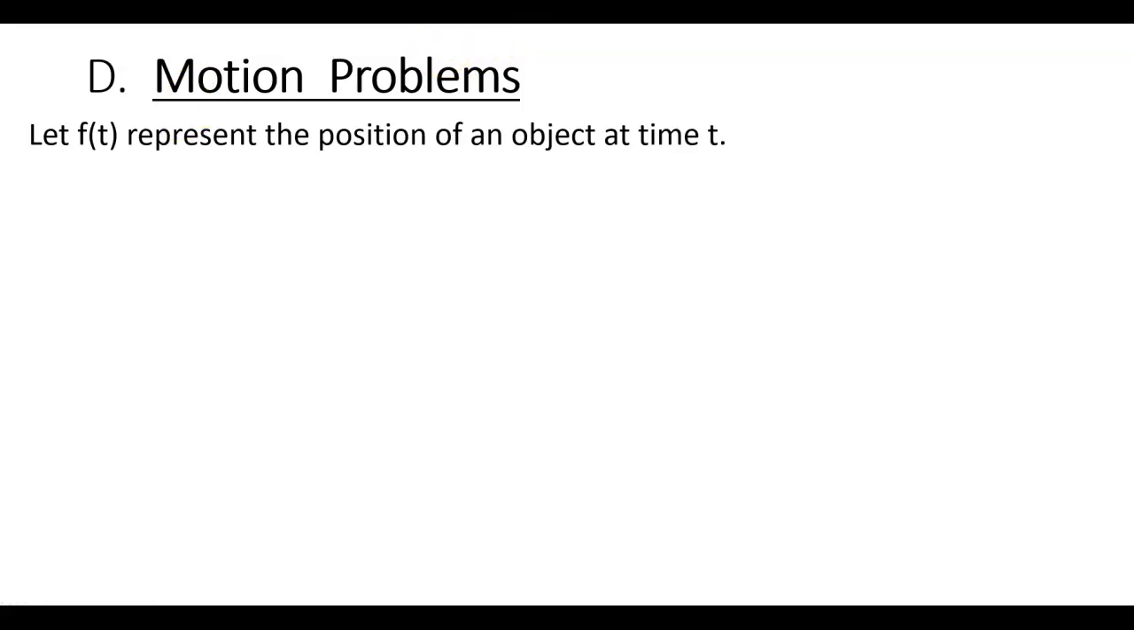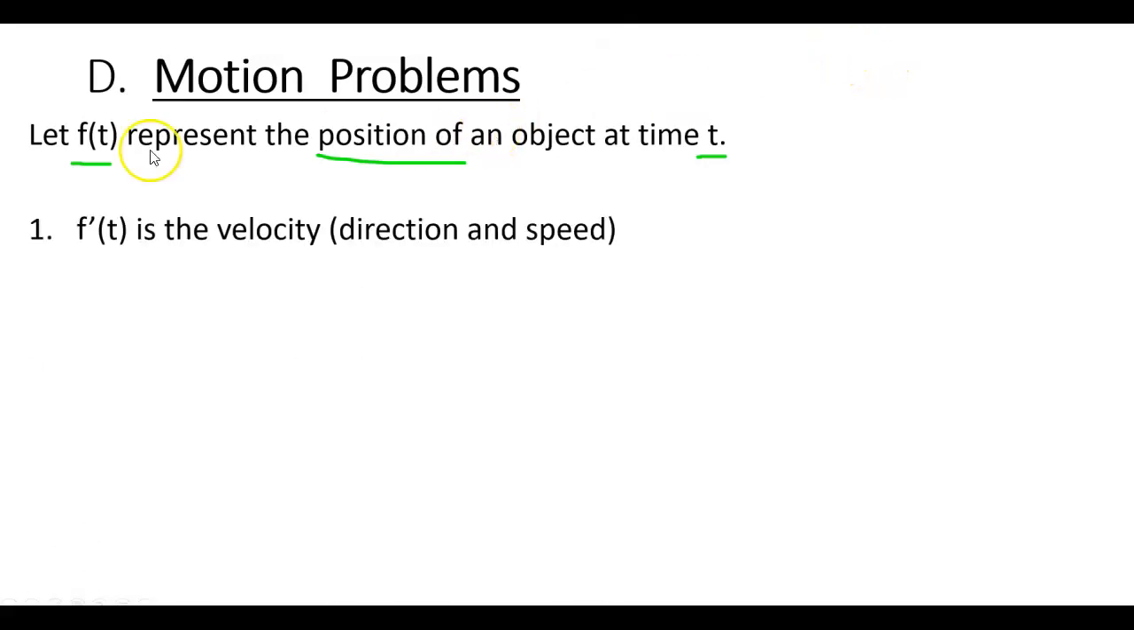So let's say that F represents the position of an object at time t. All right. Well, then F prime is its velocity. In other words, F prime will tell you the direction the object is traveling, and it will also tell you its speed. So if it's a positive number, then that means that your object is moving either to the right or in an upward direction, depending on if you are on a vertical or horizontal axis. And the bigger that number is, the faster it's moving. Okay, so F prime tells you direction and speed.